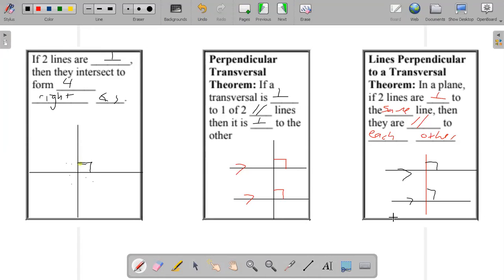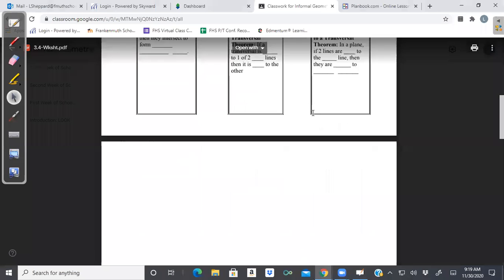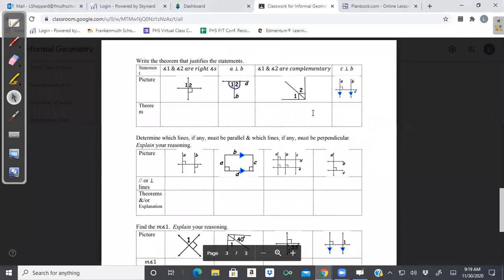All right. If I know that two lines are parallel to each other, then they should be perpendicular to the same line as well. If there's a line that's perpendicular to both of those two lines, then obviously it should be parallel. Okay. So let me just walk through and talk through what I expect from you on this, because right now you've got about 10 minutes.